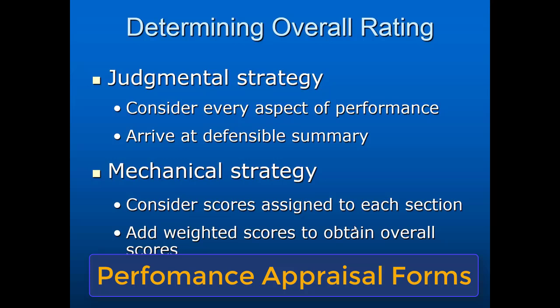Now, another strategy is to determine the overall rating in a mechanical way, to basically have an algorithm where the different parts that are evaluated are combined mathematically to come up with an overall rating. Now, that could be a simple kind of additive process, but in many instances, certain parts of the job are more important than others. And so it might involve weighting some areas of the evaluation higher than others when we come up with that overall score.